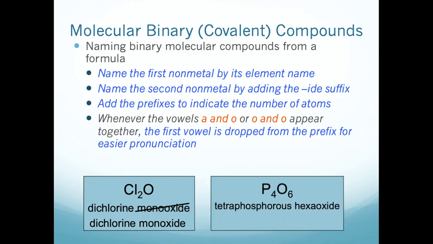Here's another example, tetraphosphorus, and we've got 6 oxygens. So 4 phosphoruses, which is tetraphosphorus, 6 oxygens, so 6 is hexa, but again, that A and that O, hexaoxide, just sounds really awkward. So we take out the A and it just becomes tetraphosphorus hexoxide. So it's a little bit easier to pronounce. So just something to watch out for when it comes to naming these covalent compounds and using those Greek prefixes.